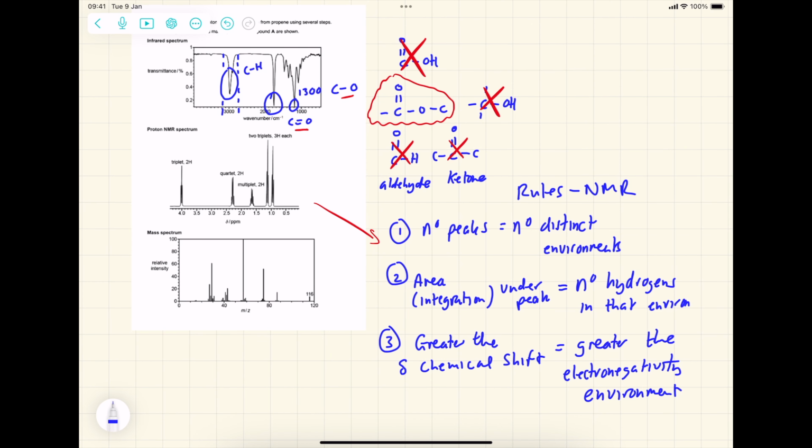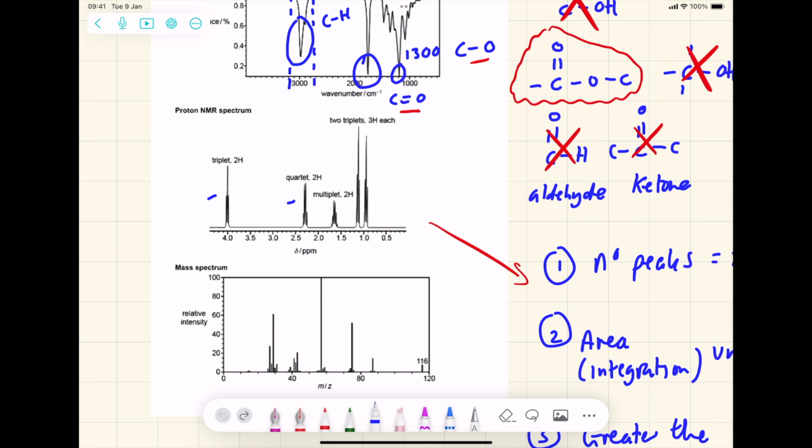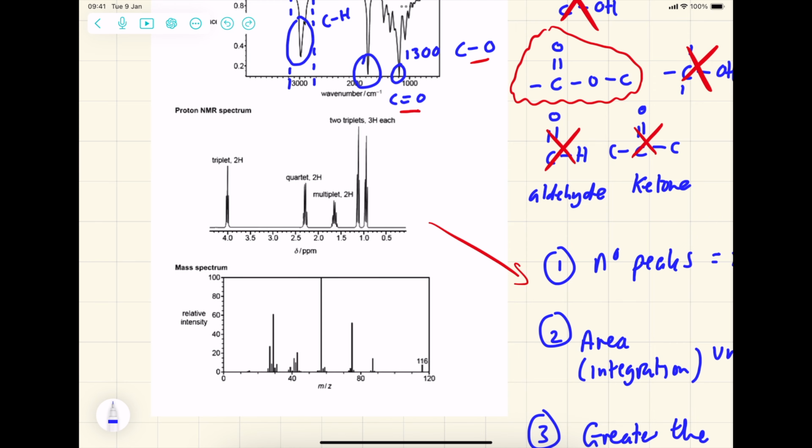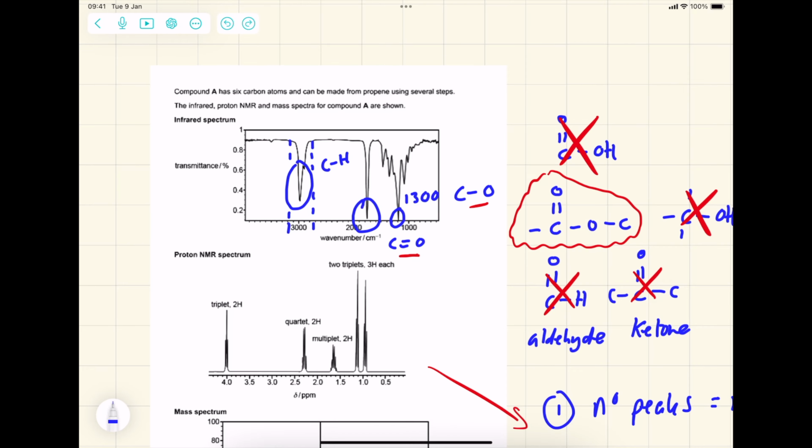We have an ester group so far, and we know that this molecule has 1, 2, 3, 4, 5 distinct environments. So my drawing at the end must have 5 distinct proton environments. Now if we go to the top of the question, let's see if we have any clues there. It says compound A has 6 carbon atoms and can be made from propene using several steps. So that's all we have. We know that it's got 6 carbons, and we know it definitely has 2 oxygens.